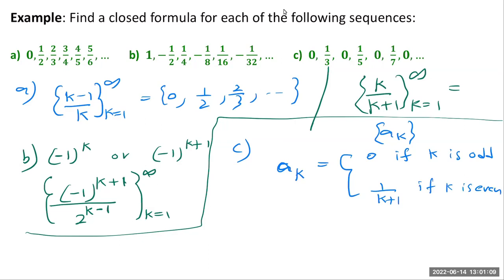Okay, would this work? You can check whether this formula is going to work. What happens if you put k is equal to 1? k is equal to 1 is an odd number, so a_1 is going to be 0. If you put k is equal to 2, k is equal to 2 is an even number. If k is even, this is the formula. You put k is equal to 2 here, you get 1/3. That's the second term. If you plug in k is equal to 3, you should get the third term, right? k is equal to 3 means it's an odd number. So a_3 is 0, so on and so forth. You should be able to see you get all the terms in this sequence. Okay. All right, that completes that example. Let's move on.